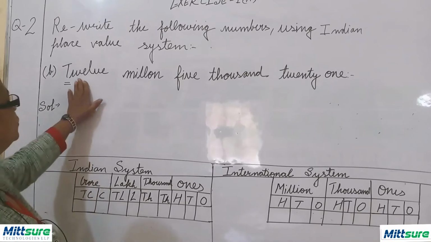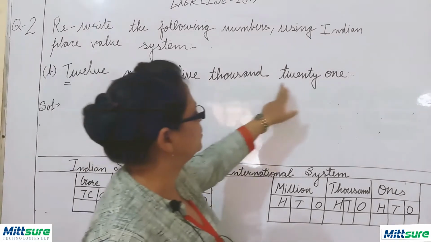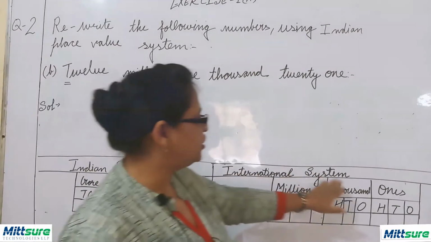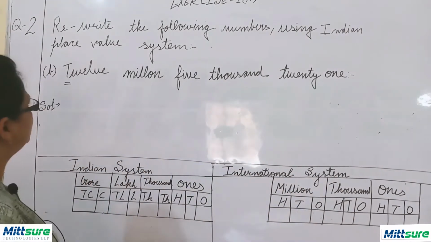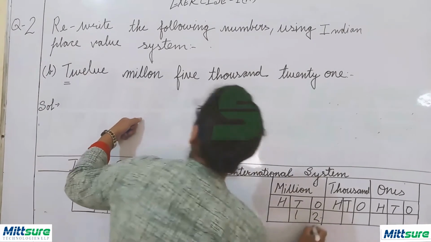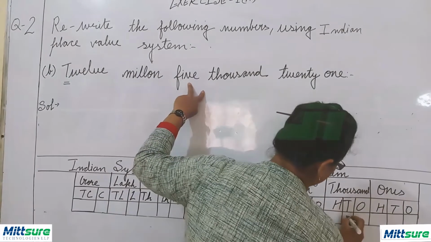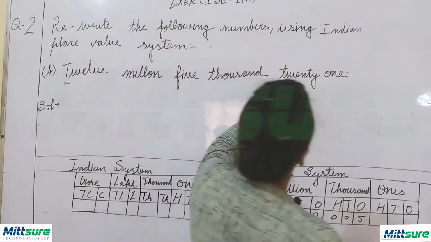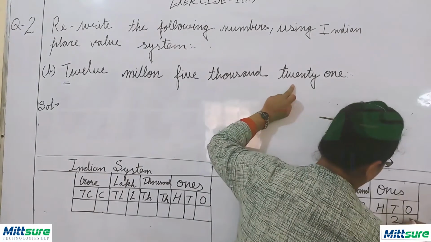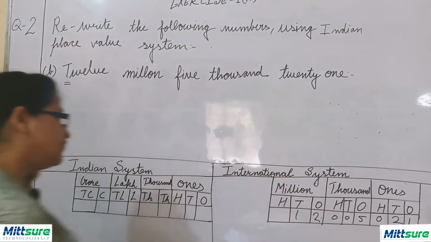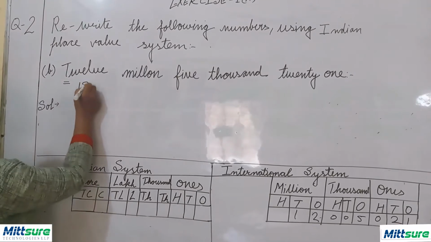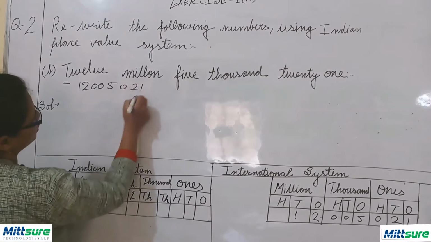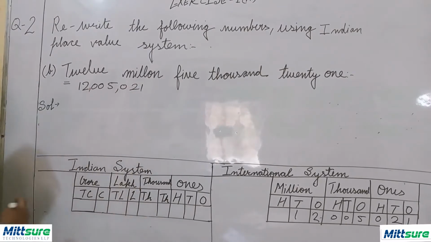Next number is 12,05,021. Now I will write the number in the international place value chart. That will be 12,05,000 and 21. This is the number. If I write this number, this will be 12, 5 and 21. I will put the commas according to the international place value.